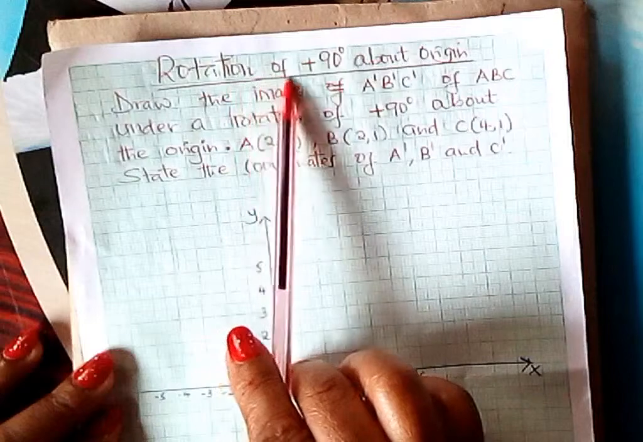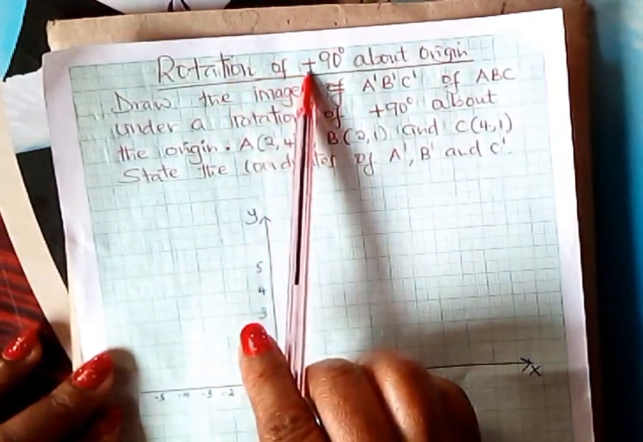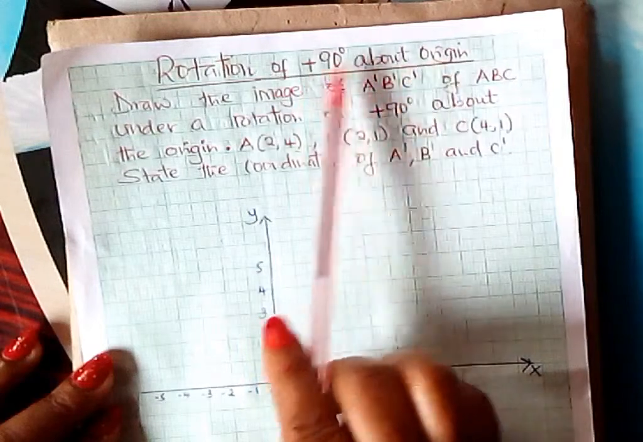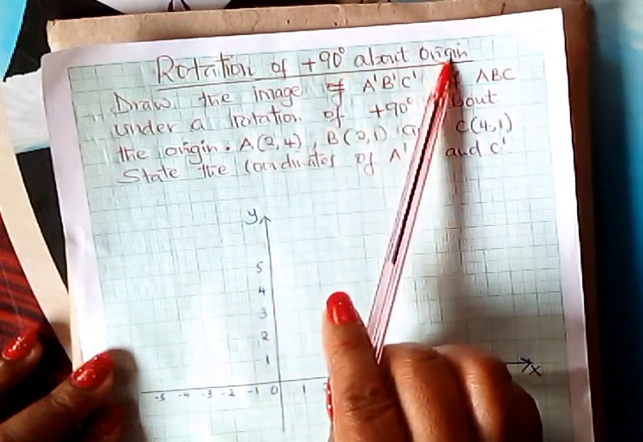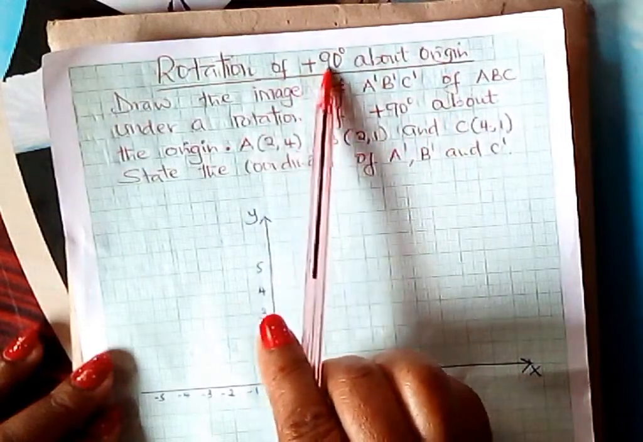We are looking at rotation, and specifically we are looking at rotation of positive 90 degrees about the origin. Positive 90 degrees about the origin is what we call a positive quarter turn.